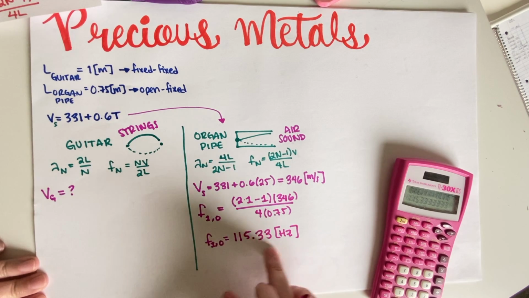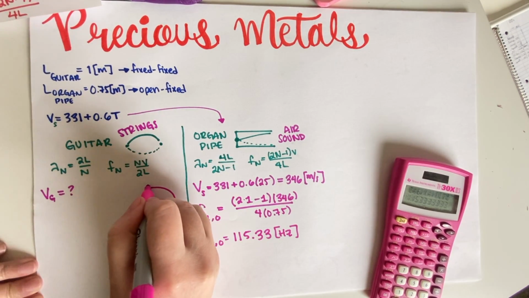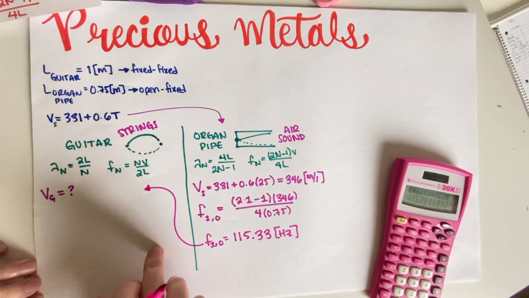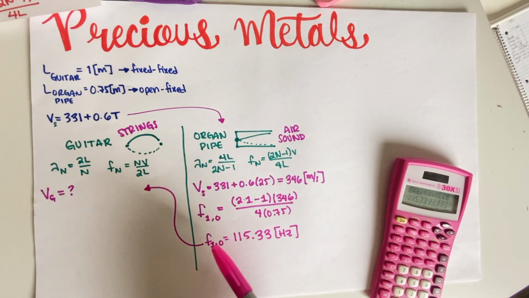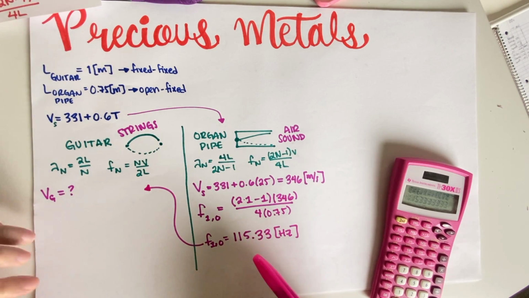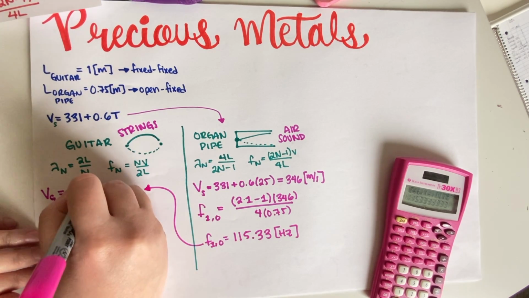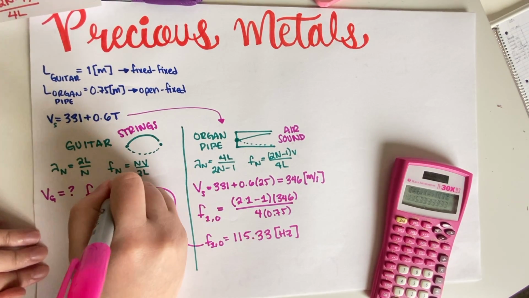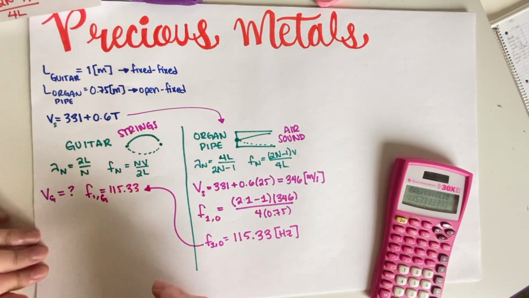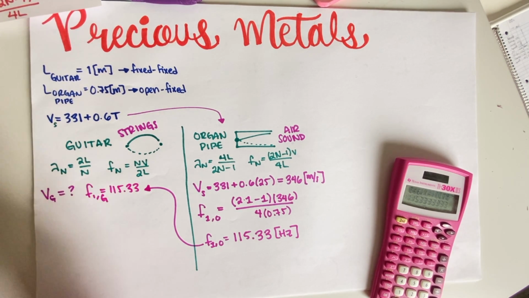And we want this to be equal to the guitar because we want them to be in tune. So even though they are going to have different velocities, what we want is for them to have the same frequency. So we're going to take this number, and what we want is this: F1 guitar must also be 115.33. So given this number that we need, let's just find out what velocity we get from that.